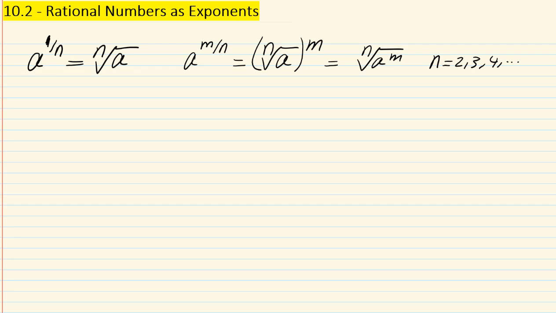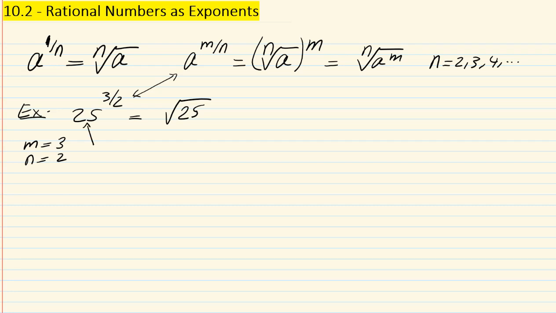Now this property of radicals allows us to understand numbers like this. Let's say, for example, I have something like 25 to 3/2, and I want to know what number that is. Here m is the numerator of the fraction, n is the denominator. So when we put it back together, here's the radical form. a is this number, 25, the index is 2, and we raise that to the third power, or we can write it as index 2 of 25 cubed.